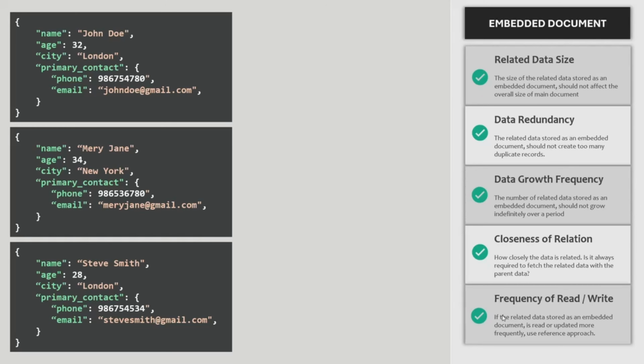Always remember that whenever the related data is going to be read or written quite frequently, it's always a good practice to keep them in a separate collection. But here in this example, that is not the case. Primary contact is not going to be read independently. Whenever we are going to read the customer detail, with that only we are going to read the primary contact. We are not going to read it independently. So in that regard also, this embedded document approach is fine here. So for this example, for the relation between the customer and his primary contact, we can go with embedded document approach. Now let's take another example.